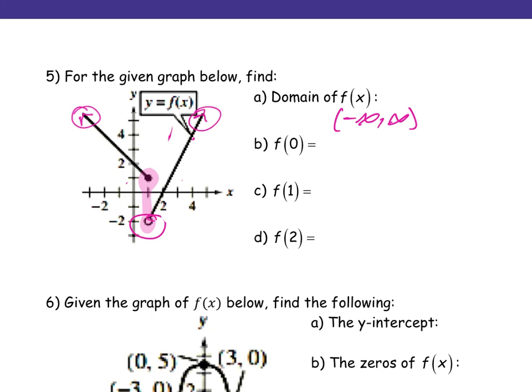So f of 0, so if x equals 0, what does y equal? Well, y equals 2. If x equals 1, I have two choices. I can go down to where it's not included, no. Or I can go up to where it is included, yes. And so y would equal 1. Is everyone okay with that? Had two choices there. Where it wasn't included, don't go there. Go to where it is included, okay? And then when x equals 2, what does y equal? 0. Questions? Everyone okay? You guys are great.